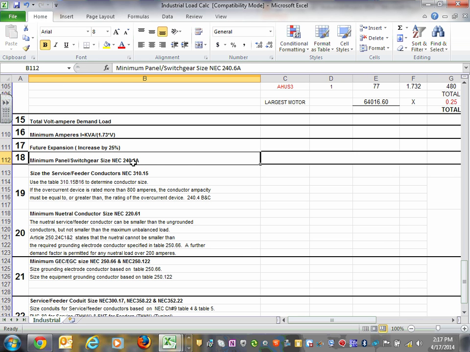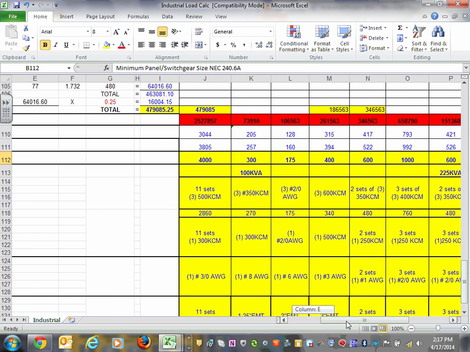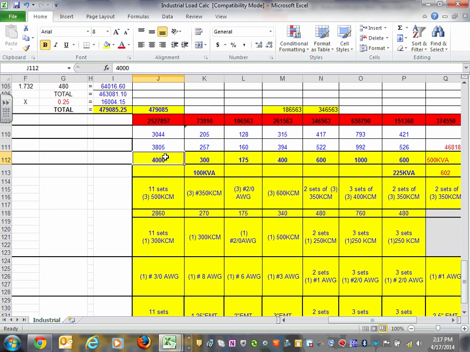So you go to 240.6, and that's what gives you the size of that panel. So I came up, gentlemen, with a switchgear of 4,000 amp and a receptacle panel of 300 amp. So that's good. I've had students in the past say, can we split them into two panels? Put one on the second floor and one on the first floor.